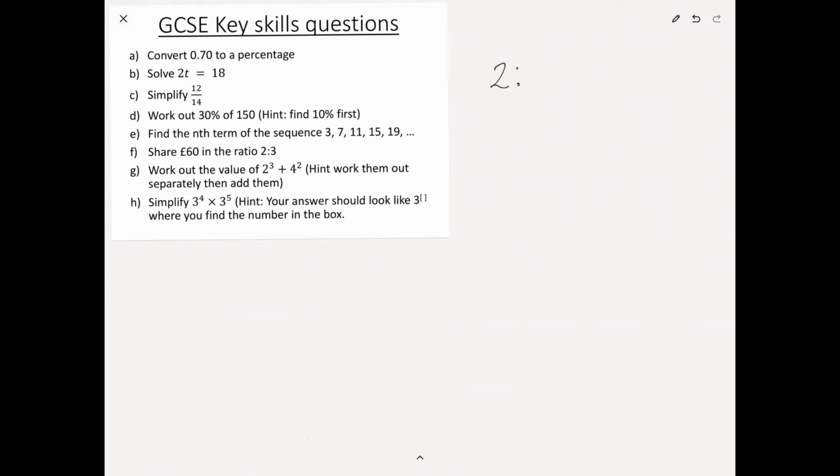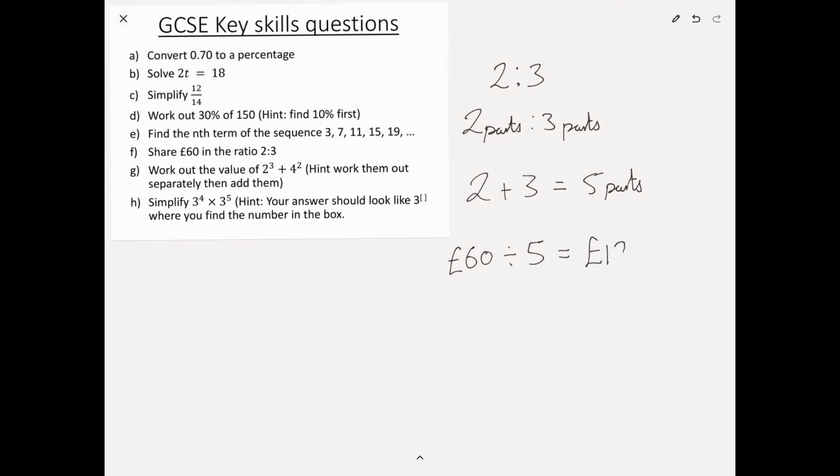2 to 3, well that's 2 parts and 3 parts. Now we want to find out how many total parts there are. Well, that's 2 add 3. Add them together first, we've got 5 total parts. Well, £60 is worth 5 parts, so we need to find out what 1 part's worth. So we do £60 divided by 5, and that gives us £12. And that is £12 per part.